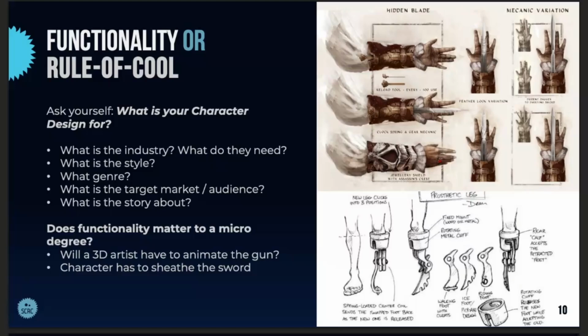What is the style of that animation? What is the genre of that game? What is the genre of that animation? And all of this will inform you on how functional your design should be and how much you can be like, oh, it just looks cool and it's fine.